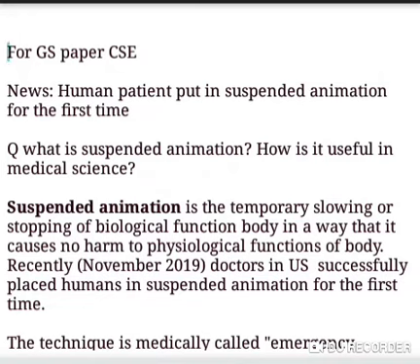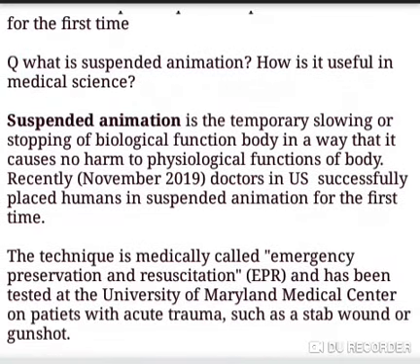What is suspended animation? How is it useful in medical science? Suspended animation is the temporary slowing or stopping of the biological functions of the body in a way that causes no harm to the physiological functions of the body. Recently, doctors in the United States successfully placed humans in suspended animation for the first time.